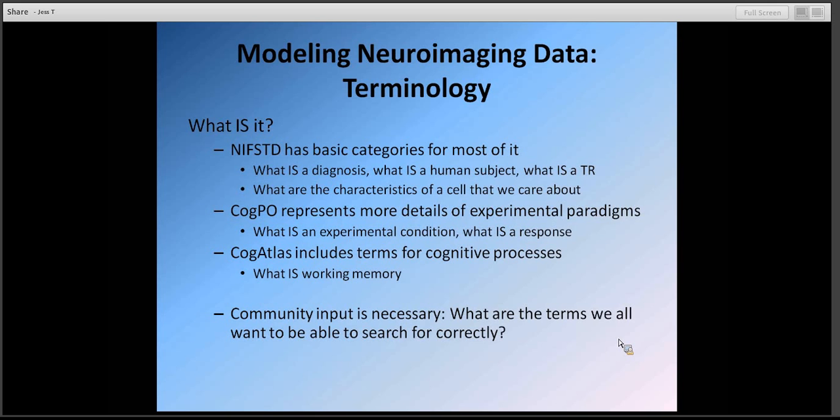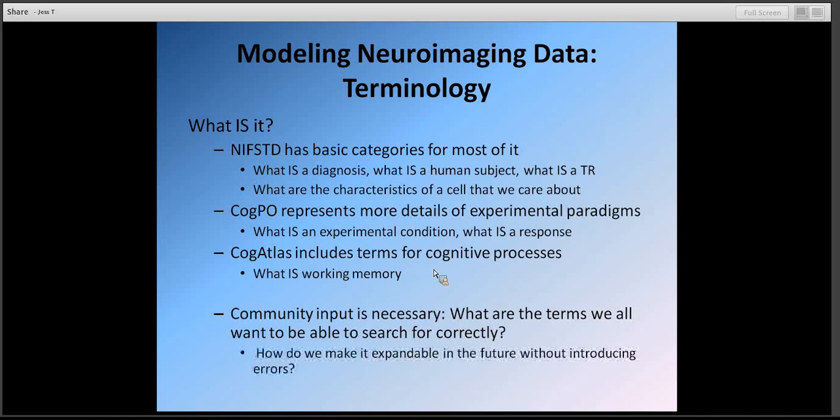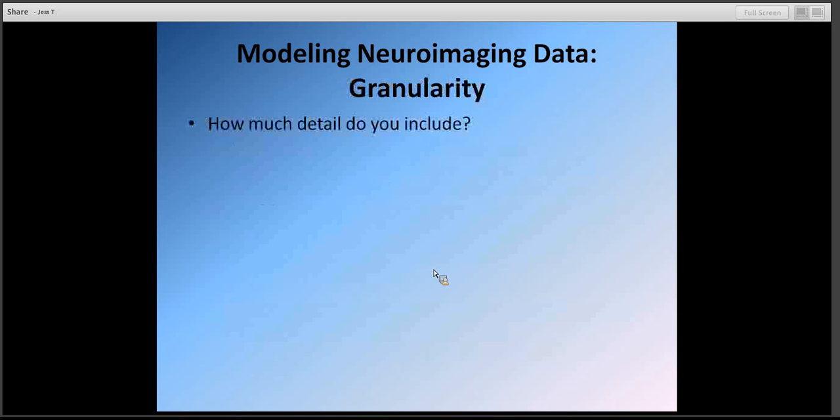And of course, community input is absolutely necessary, as we all know, for coming up with agreements on the terms we want to be able to either search or reason about correctly. It expands in the future without introducing errors, which has been a really interesting question. And of course, there's a question of granularity in modeling our data.